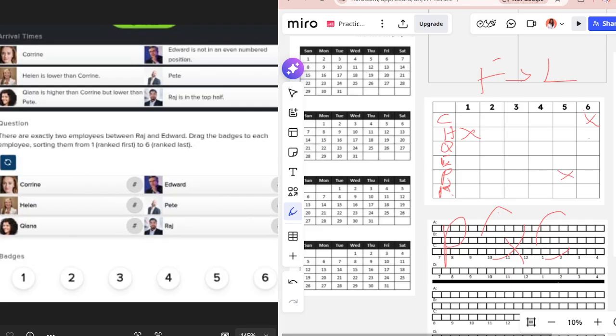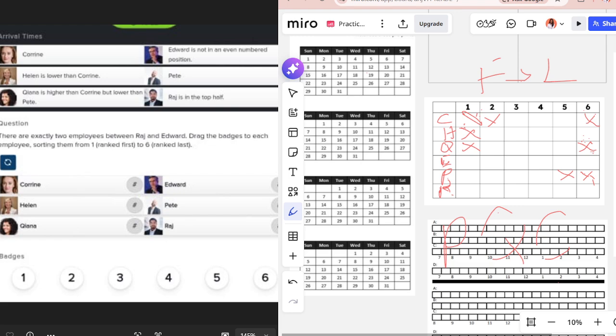So Pete cannot be number 5 and cannot be number 6 because that's 2. If Pete is number 4, Kiwana and Corinne can be 5 and 6. So Kiwana has something in front of it and something at the back of it, so it cannot be first or last. Apologies, it's not easy doing this on a laptop. If I could do it on pen and paper, it would have been so easy. Then Corinne cannot be first and second because it has things in front of it.